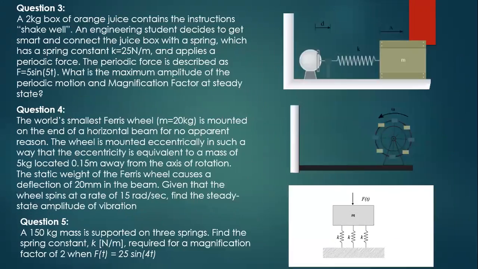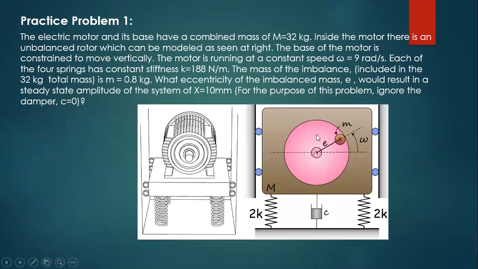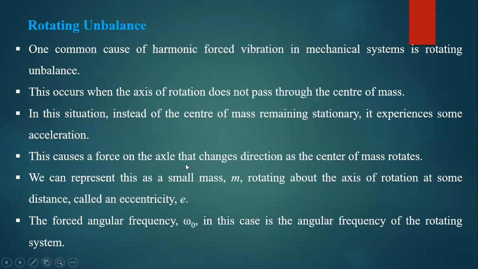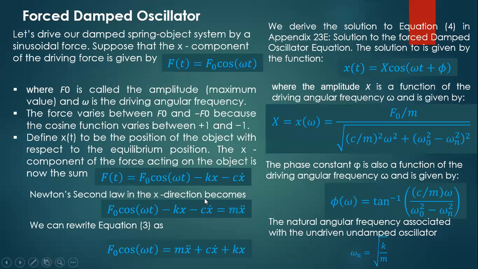For this, we can see a diagram. Look, this is the rotating mass. This is a small mass considered. The distance from the center of rotation to this mass center is considered e, which is called eccentricity. The forced angular frequency omega naught in this case is the angular frequency of the rotating system.